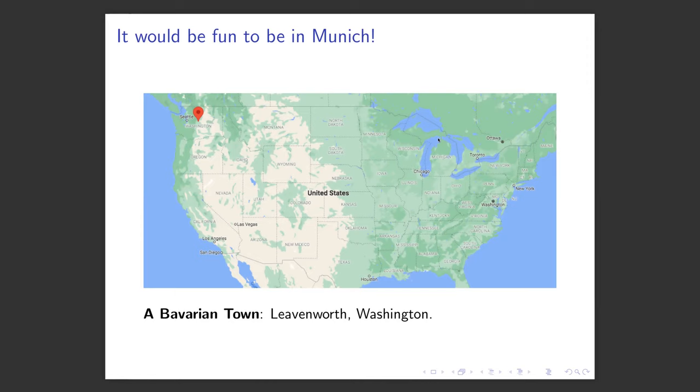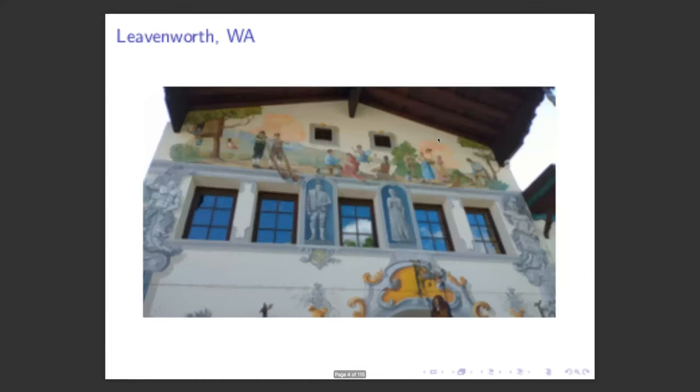Leavenworth, Washington is a small town of maybe 2,000 people that decided in the 60s that they would become a Bavarian town for the means of tourism. And I actually went there 10 days ago, knowing I would not be able to come to Munich. And I took some pictures for you. And it's full, okay? Actually, it works amazingly. This place is crowded.